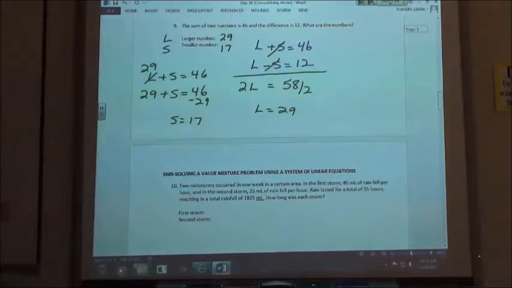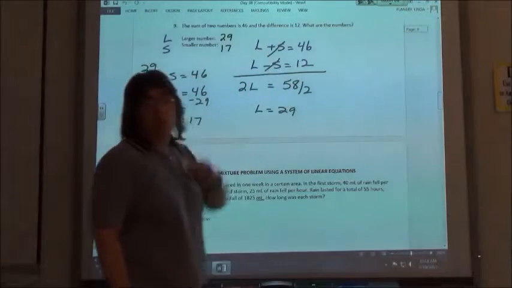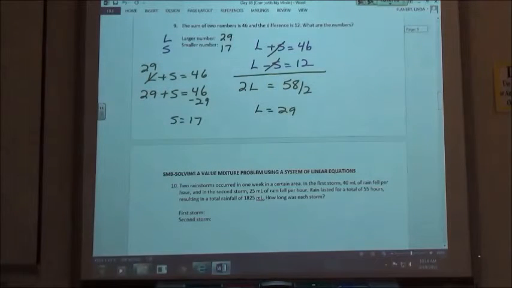So if I add my two numbers together, I get a sum of 46. And if I subtract my two numbers, 29 minus 17, my difference is 12. So it double checks with my word problem and looks like it should be the correct solutions.